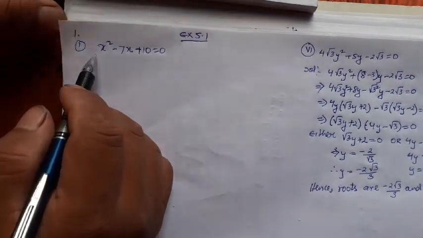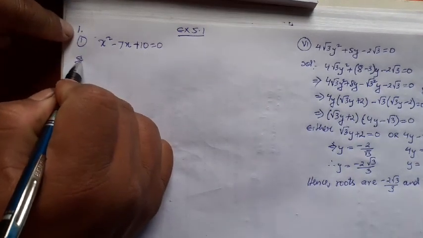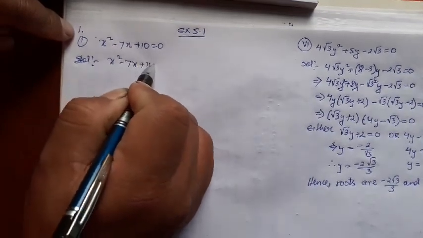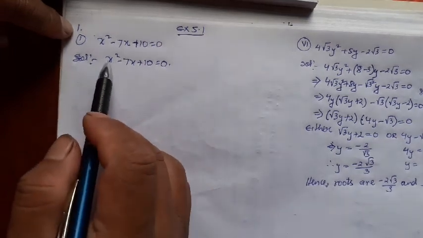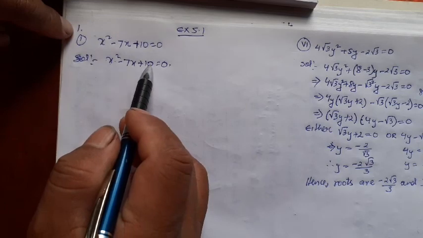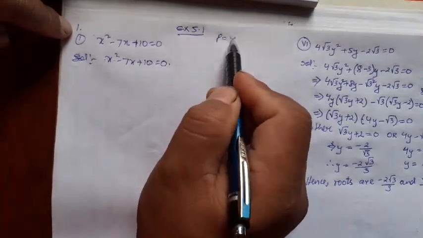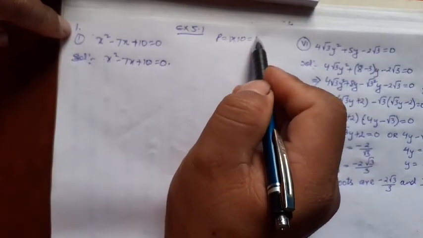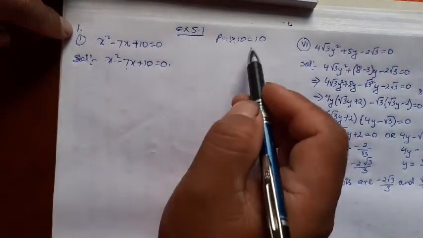Let us solve it. We have here x squared minus 7x plus 10 equals 0. Here the product of the numbers is the coefficient of x squared into the constant number. The coefficient of x squared is 1 and the constant number is 10. So we have here the product is 10 and the sum is minus 7.